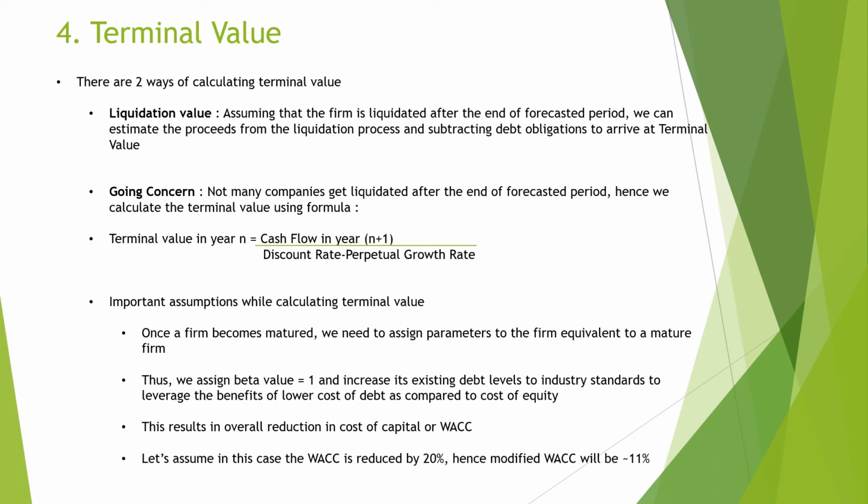A few of the assumptions while we calculate the terminal value is that once a firm is matured, then we need to assign parameters to the firm equivalent to a mature firm, right? What this means is that if a firm, in the period for which we are forecasting its cash flows, had a beta value of more than one, we try to assign more stable characteristics to that firm. So in this case, we'll try to assign a beta value of one.